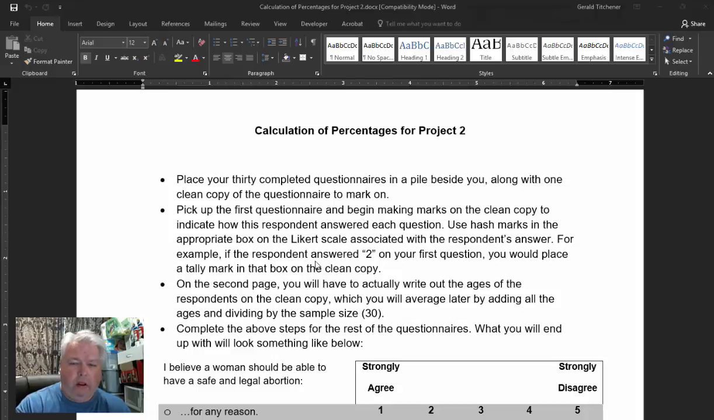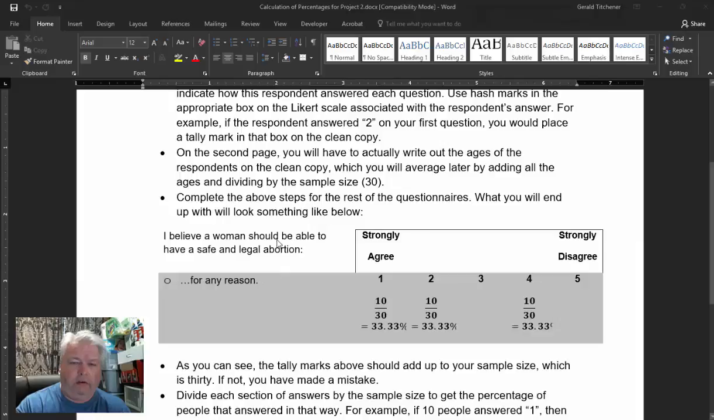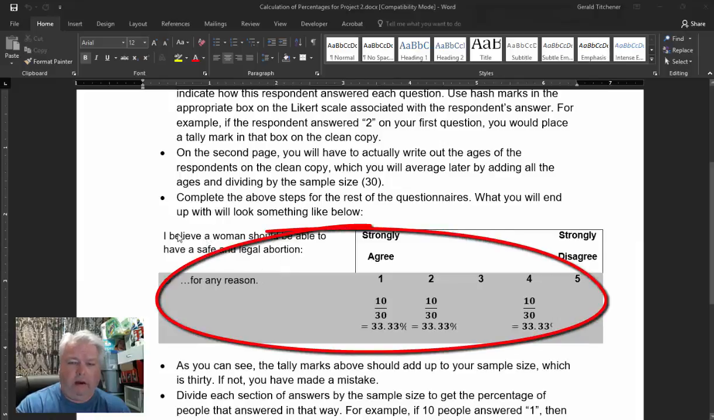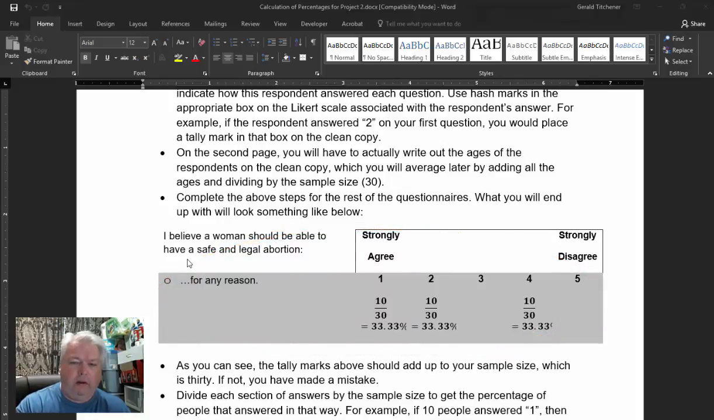So what you'll end up with is, as you can see, I have an example here. I didn't put tally marks down here, but it says, I believe a woman should be able to have a safe and legal abortion for any reason. What this number here signifies is that you would have had 10 tally marks on number one: 10 people said strongly agree. 10 people said agree, number two, and 10 people said 4, which is disagree. Nobody said strongly disagree or neutral in this particular case. This is just hypothetical.